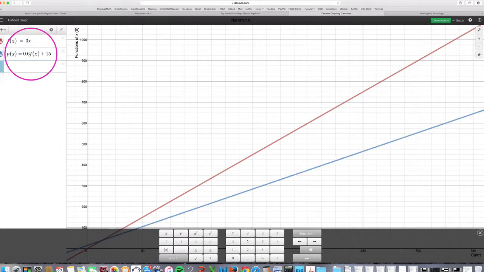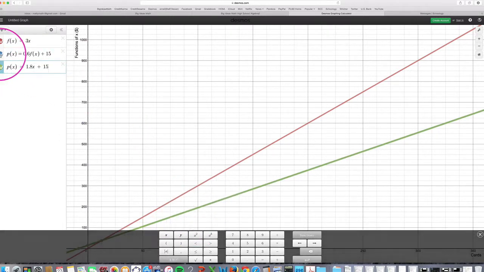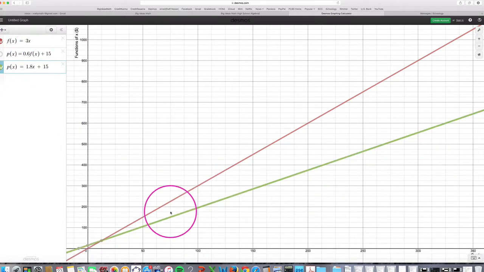And what I want you to see is I'm going to write p of x again with what we had come up with, which was 1.8x plus 15. And I just need you to see that they're the same thing. I mean, they overlap. So when I turn this blue graph off, you can see you get the same thing here. So what I wanted to do was answer 2 questions here.